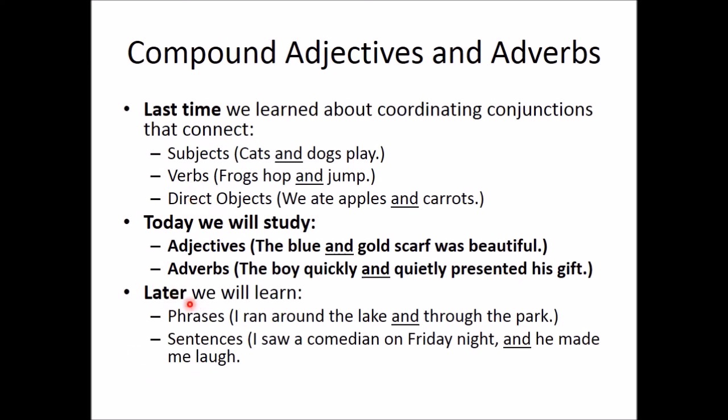All right, so last time we learned about coordinating conjunctions that connect subjects, verbs, and direct objects. Later on, we will learn to connect phrases and sentences. Today, we're going to focus on adjectives and adverbs. So for example, 2 adjectives connected by a coordinating conjunction would look like this. The blue and gold scarf was beautiful. Blue and gold are both adjectives connected together by a coordinating conjunction.